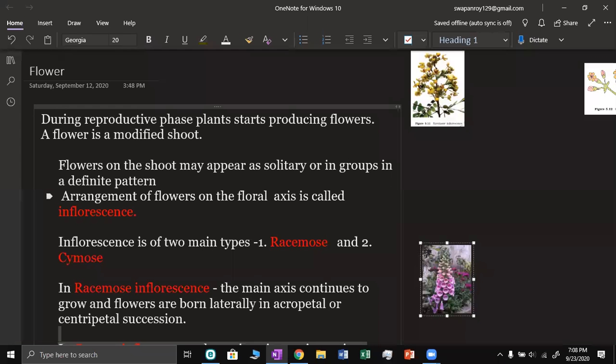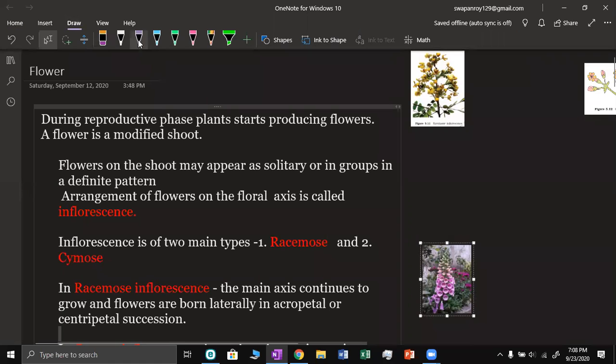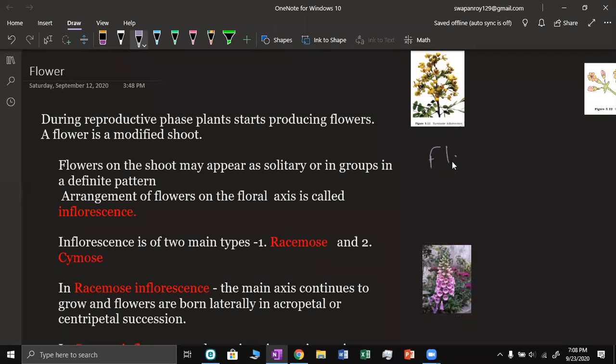We will learn that in the plant morphology, that portion that is the flower. We will start the flower morphology, or structure of flower.